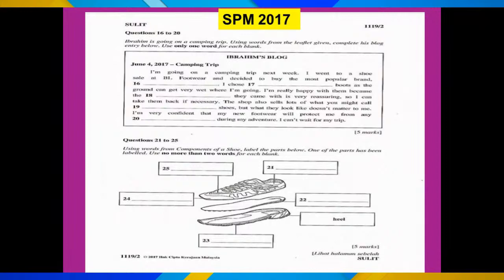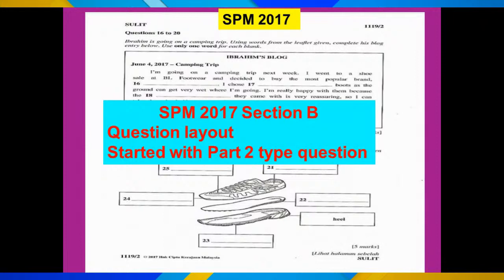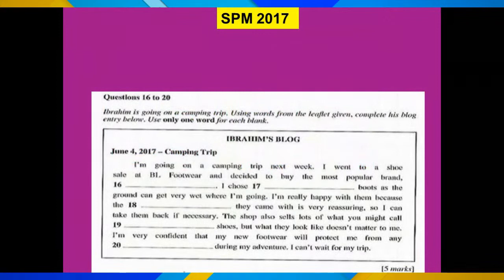So I want to show you a variety of the way the question layout is given. Okay, they start with part 2. So for SPM 2017, the question layout started with a part 2 type question. So normally they start with labeling the name, right? So this time, you have to complete the text. Okay, so let's take a look at the question. Okay, so now we are not answering 21 to 25, but 16 to 20. All right? Okay, so the question is, okay, this is the question.